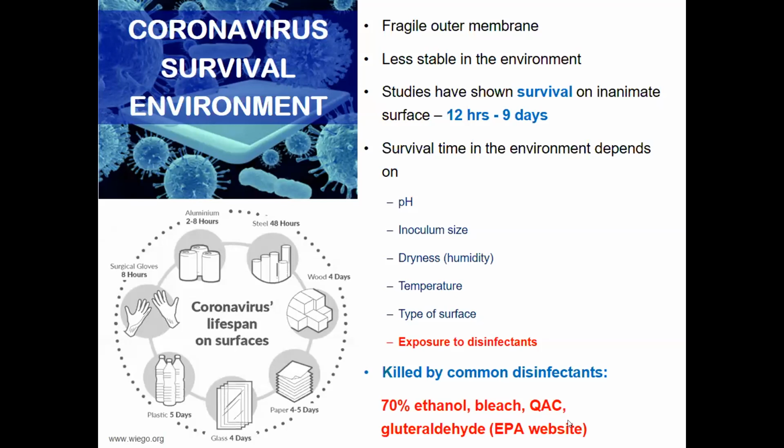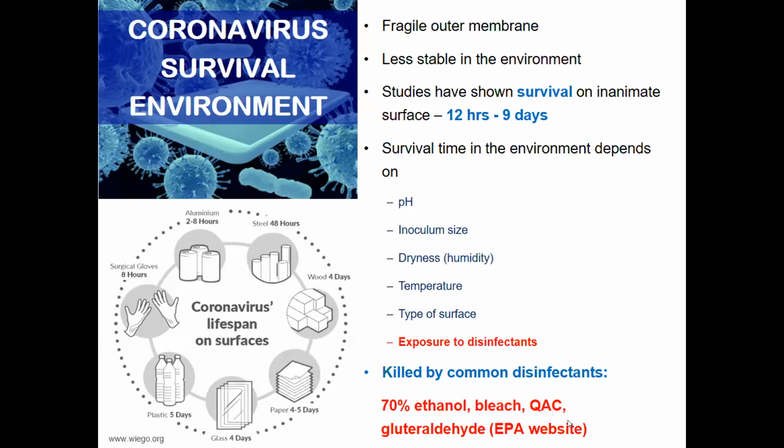There are different types of surface materials, and each material comes with a different survival time period. Copper is not on the picture, but it is the one material that has the shortest survival period for the coronavirus, for envelope viruses. On aluminium, the envelope viruses can survive anything between 2 to 8 hours. If you look at more porous materials like wood and paper, it can go up to between 4 to 5 days, and on surgical gloves, up to 8 hours. And that is why it's important that we understand when to use surgical gloves, and that surgical gloves can be a source of contamination, and my colleague with me today is going to talk to you about that.